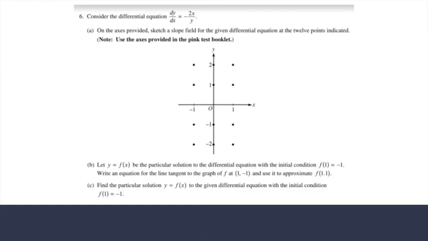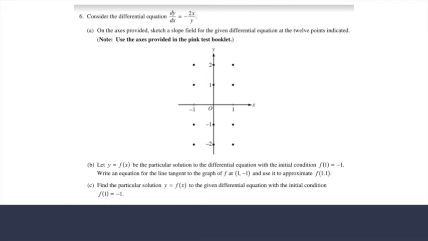For part B, it says, let f of x be the particular solution with the initial condition 1, negative 1. So that would be going through the point 1, negative 1. Write an equation for the line tangent to the graph of f at 1, negative 1. So basically, if you have found the right slope for 1, negative 1, you should be able to come up with that equation and then use it to approximate f of 1.1.